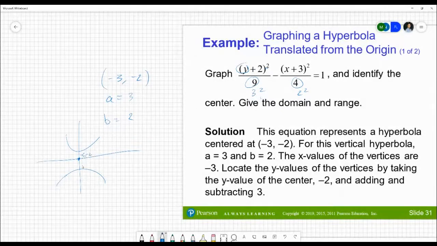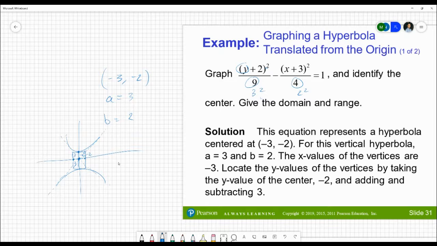So the center is going to be -3, -2. The a value is from here to the vertex, so this value would be 3, and this value would be 3. Then going left and right would be 2. So let's see, a little bit less than that. So 2 here and 2 here. From there, we can create our rectangle, and then from there, we can draw our vertices. That's a pretty rough sketch, but hopefully you get the idea.